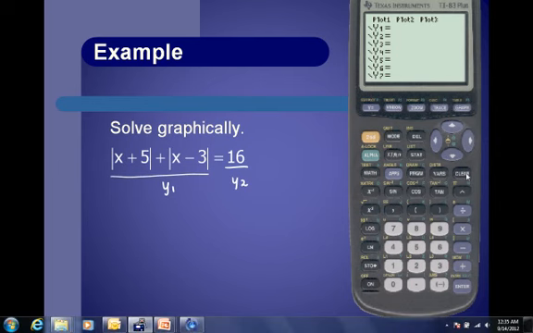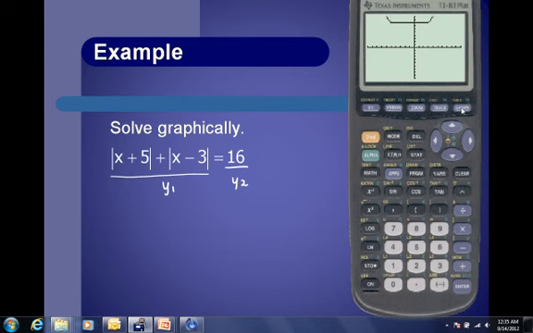So to do this on our calculator, we're going to do the absolute value, which is math, slide to number, choose number 1 for absolute value of x plus 5. Then we're going to close that parenthesis, plus, then we're going to do it again. Math, slide to number 1 is absolute value of x minus 3, and then the right side is going to be 16.